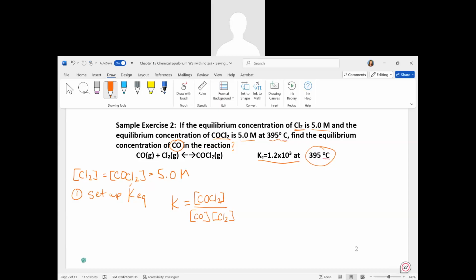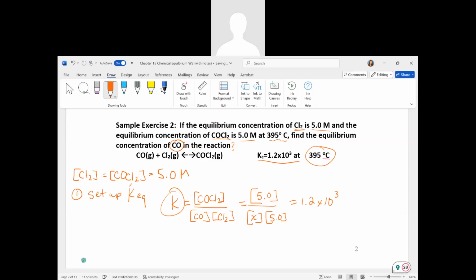We're going to set this equal to the values that were given in the problem above. So we're going to have 5.0 molar on top. We'll have CO concentration on the bottom. That'll be our x. That's what we're solving for. And then we have 5.0 here as well. And we're going to set all this equal to our K value that we're given. So we're going to set this equal to Kc, which is 1.2 times 10 to the third.